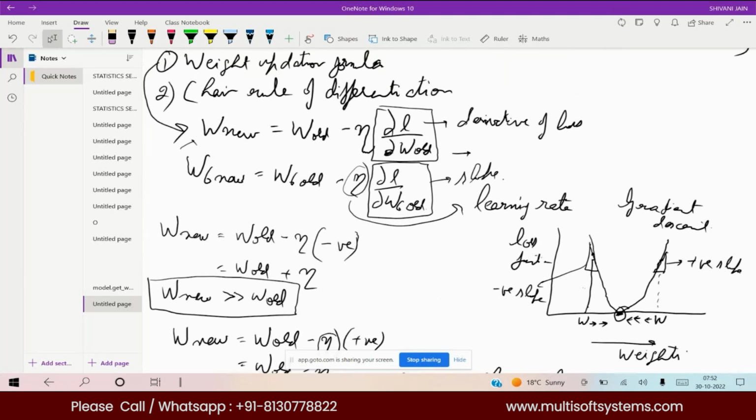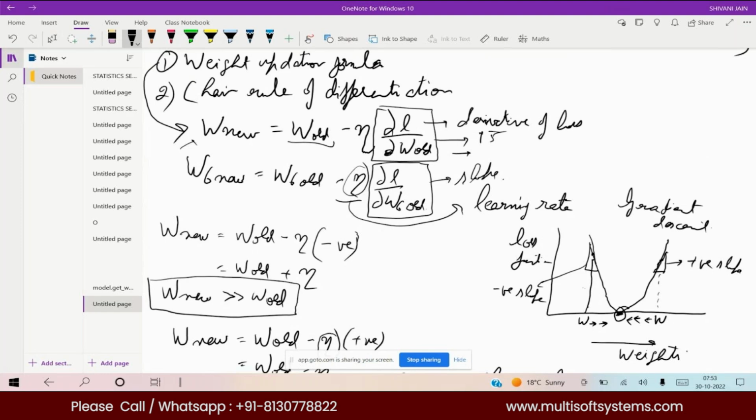Now interviewers generally ask, why do we use this learning rate? What if we remove this learning rate? The answer is simple. In that case also the same thing happens. If you remove this learning rate, then this derivative of loss value will be some big value. It can be, let's suppose, 15, 20, 500, any value can come. And you are subtracting this from the weight, so it can be anything.